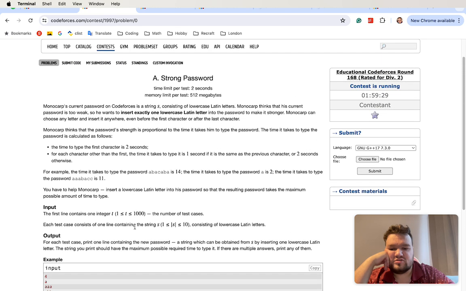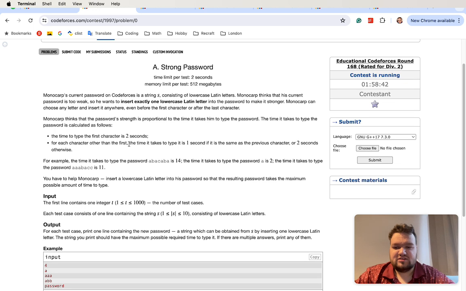Okay, so we have a string of lowercase letters of length at most 10. Current password is too weak. Insert exactly one lowercase letter to make it stronger. The password strength is proportional to the time it takes him to type the password. Time to type the first character is 2 seconds. For every other character, the time is 1 second if it is the same as the previous character, and 2 seconds otherwise.